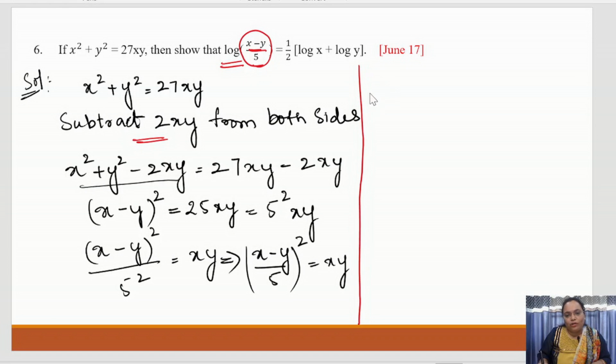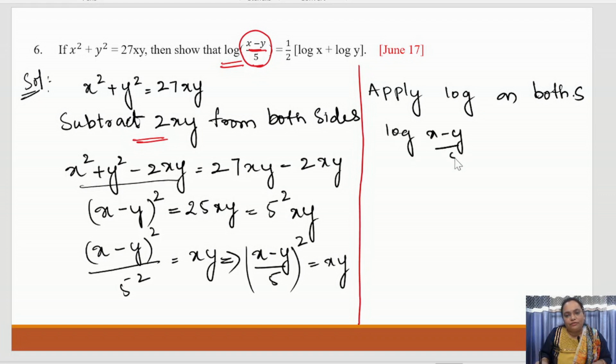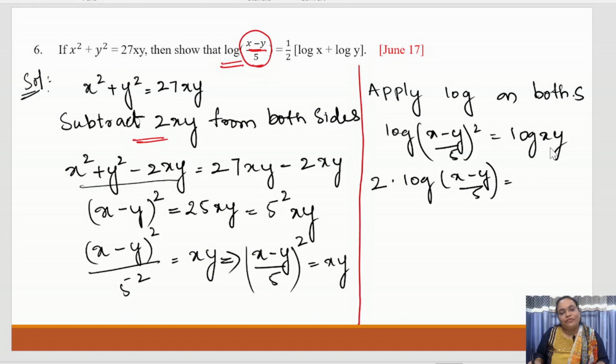Now apply log on both sides. You will get log((x − y)/5)² = log xy. So which is the log xⁿ formula. I can write it as 2 × log((x − y)/5) = log of xy, which is log x + log y.